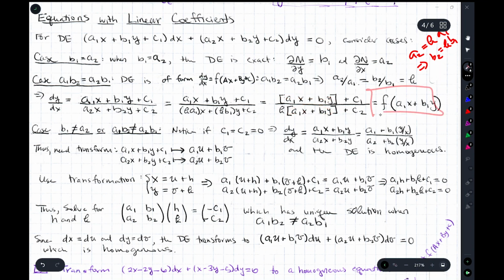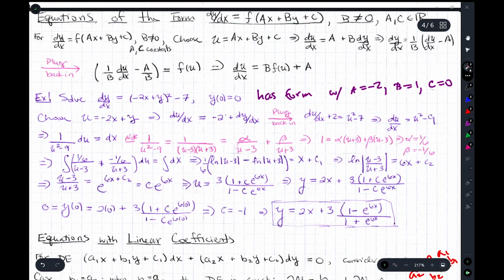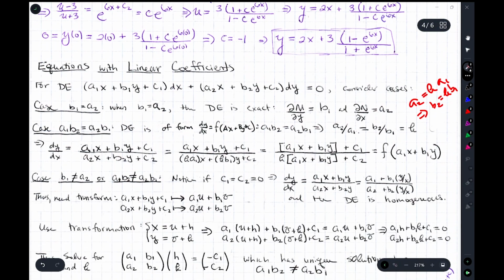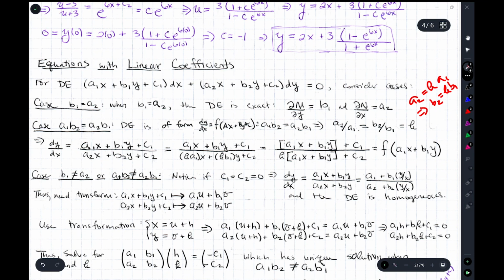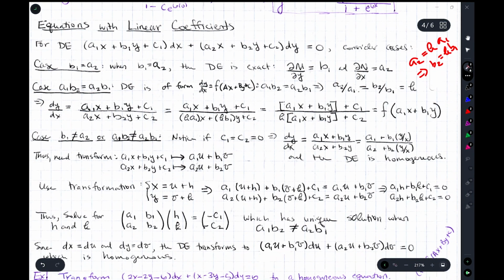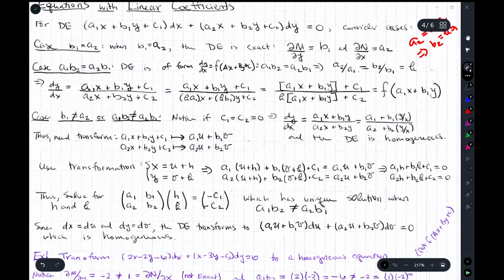And so you can write this in the form that we have above, f of ax plus by, where in this case we'll have c equals 0 because we can't add that in there. And that's fine. You just do the substitution similar to what we've done above, and we would be done.